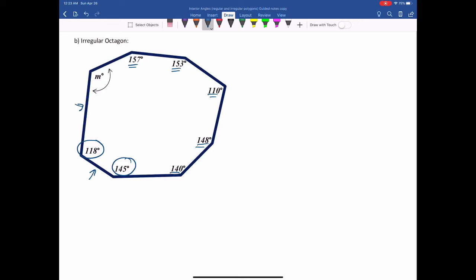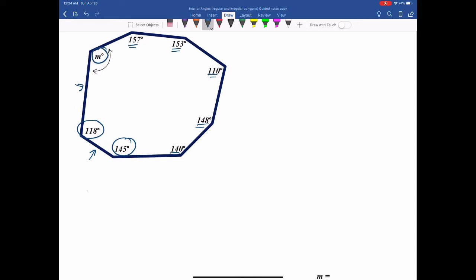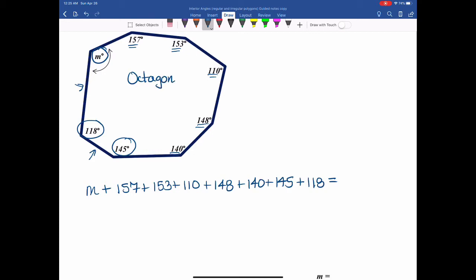Okay, so we have to set up a little bit of algebra here. We're trying to figure out what m is. So I'm going to set up kind of an obnoxious looking equation here. m plus 157 plus 153 plus 110 plus 148 plus 140 plus 145. And I know what you're thinking, but I'll talk about that in just a second. Plus 118. And since this is an octagon, it doesn't matter that it's irregular, we know that it has 1,080 degrees in it.